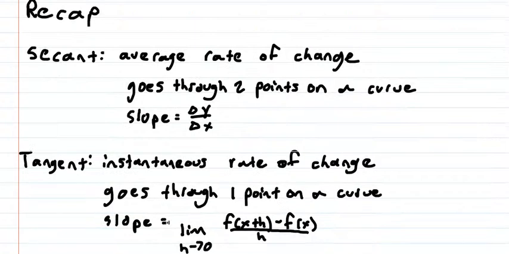So to recap, a secant shows the average rate of change of a function. It goes through 2 points on a curve, and the slope of the secant is the change in y over the change in x. And the tangent shows the instantaneous rate of change. It goes through 1 point on a curve, and the slope of the tangent is the limit as h goes to 0 of f of x plus h minus f of x all over h.